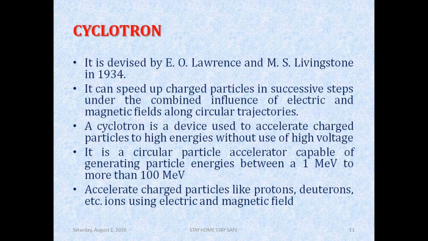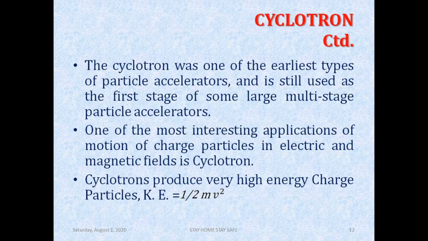A cyclotron is a device that is used to accelerate charged particles to high energies without use of high voltage. It is a circular particle accelerator capable of generating particle energies between 1 MeV to 100 MeV. It accelerates charged particles like protons, ions, etc., using electric and magnetic fields.